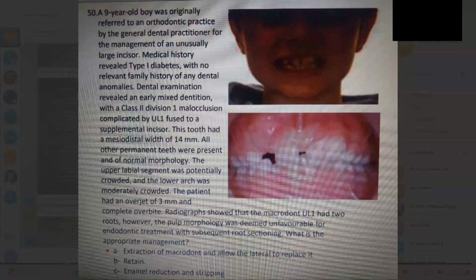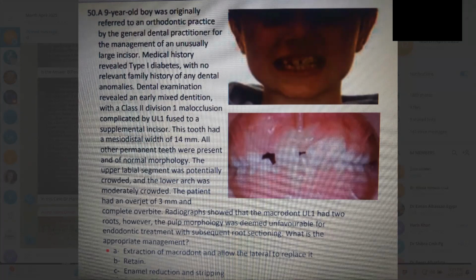All other permanent teeth were present with normal morphology. The upper labial segment was potentially crowded and the lower arch was moderately crowded. The patient has an overjet of 3 millimeters and a complete overbite. Radiograph showed that the macrodont upper left one had two roots, obviously a fusion. However, the pulp morphology was deemed unfavorable to endodontic treatment.